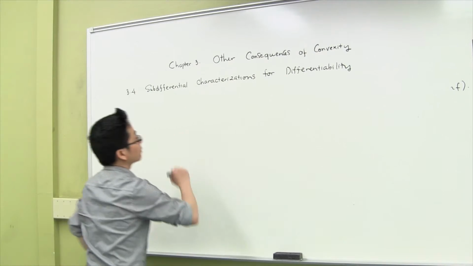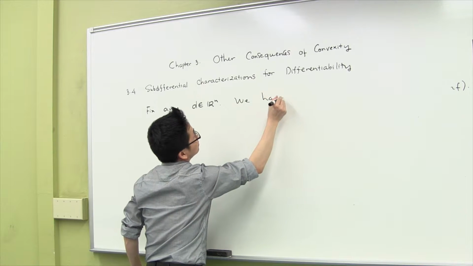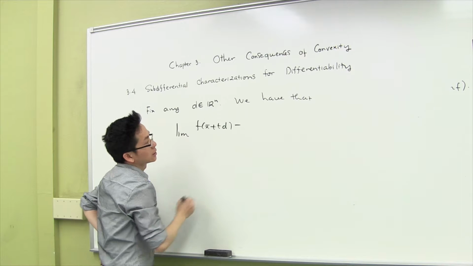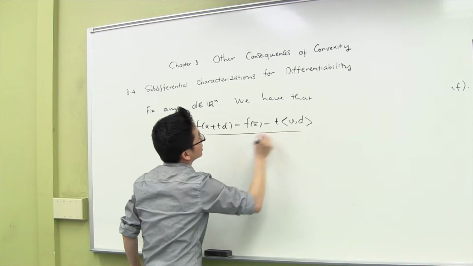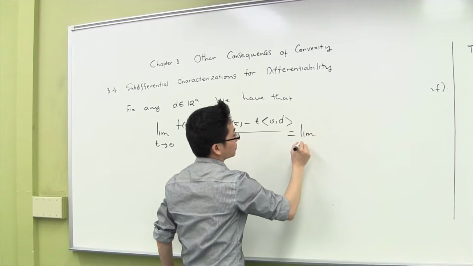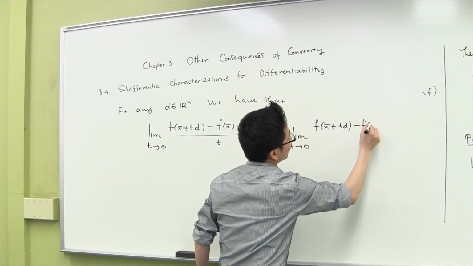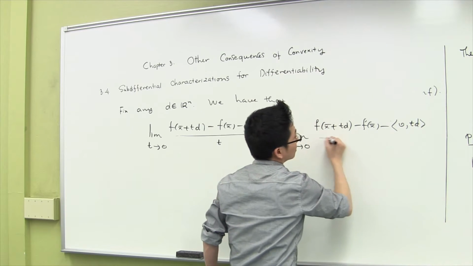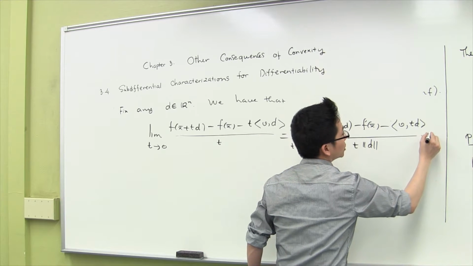How come this is true? Fix any d in Rn. We have that the limit of f of x bar plus t times d minus f of x bar minus t times the inner product of v and d over t as t approaches 0 is equal to this: f of x bar plus t times d minus f of x bar minus the inner product of v and t times d over t times the norm of d, and then here we multiply by the norm of d.